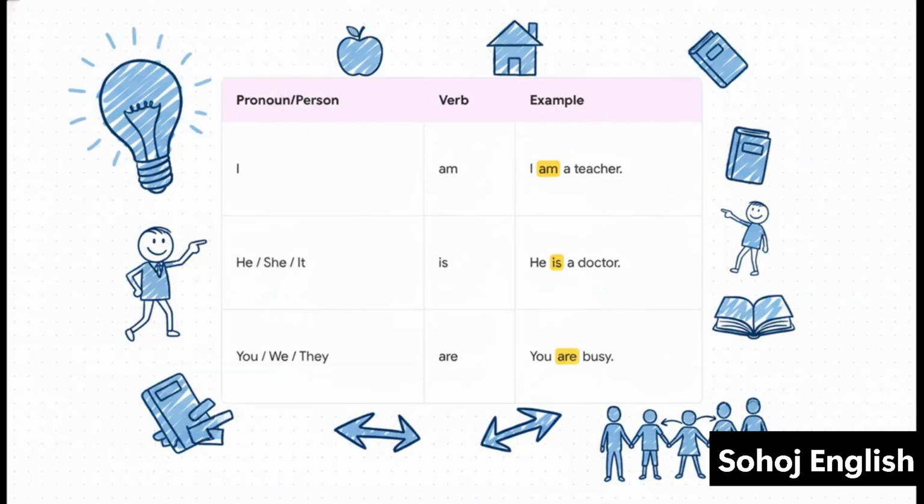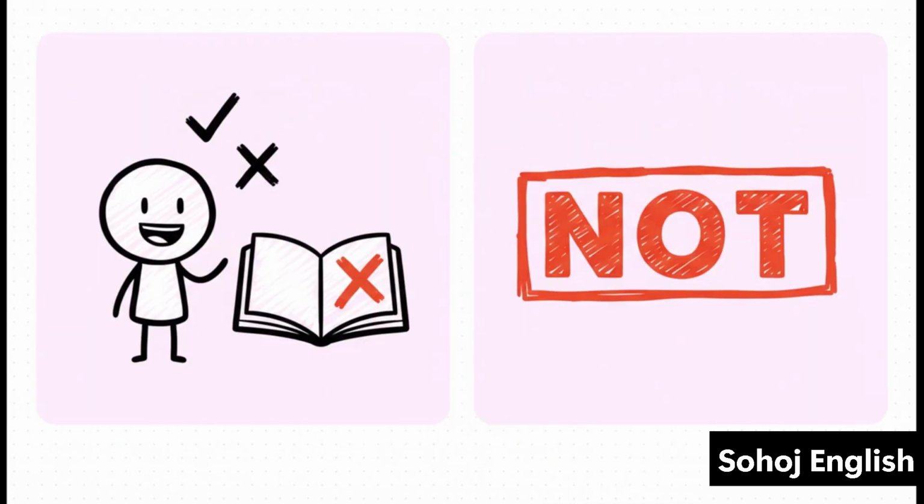Now, to connect our people to a description, we just need one of 3 tiny little words. And the rule is so simple. For I, you always use am. I am. For any single third person, like he or she, you use is. He is, she is. And for everybody else, you, we, and they, you use are. Now check out how easy this is.